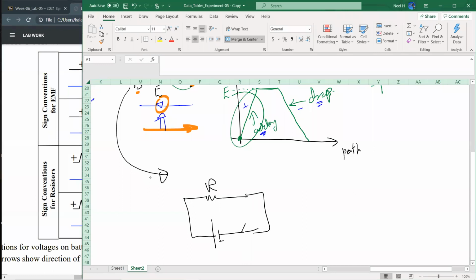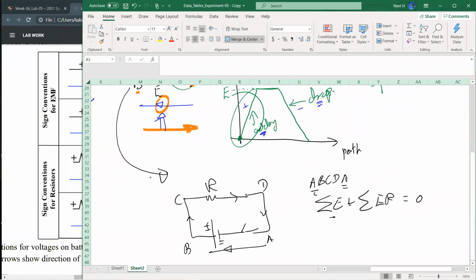R, negative, positive. Current goes from positive to negative, right? This is point A, point B, point C, point D. Let's select the loop A, B, C, D back to A. Let's apply the sum of all the E plus the sum of all the I and R is equal to 0. Only one voltage: I am moving from A to B, negative to positive, so positive E.